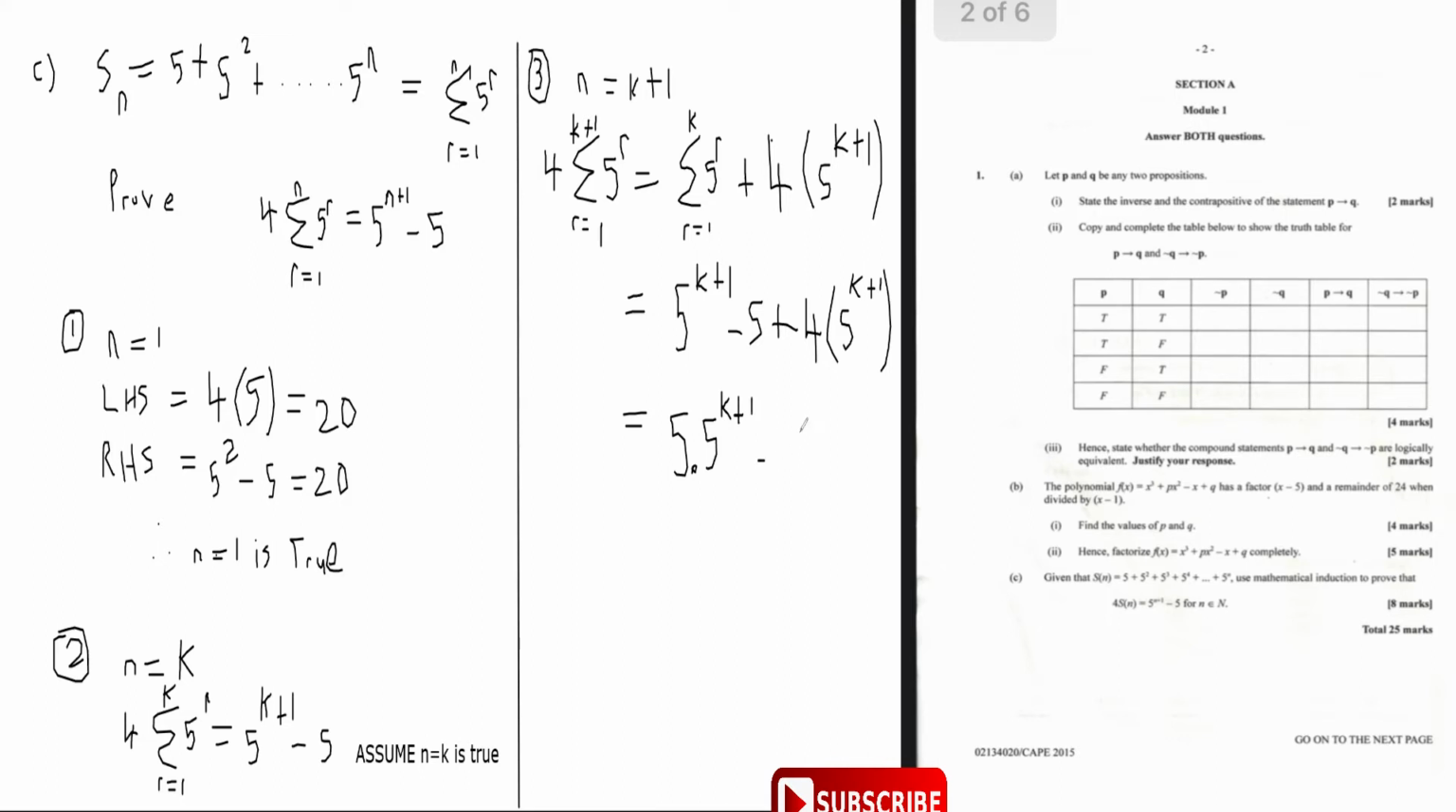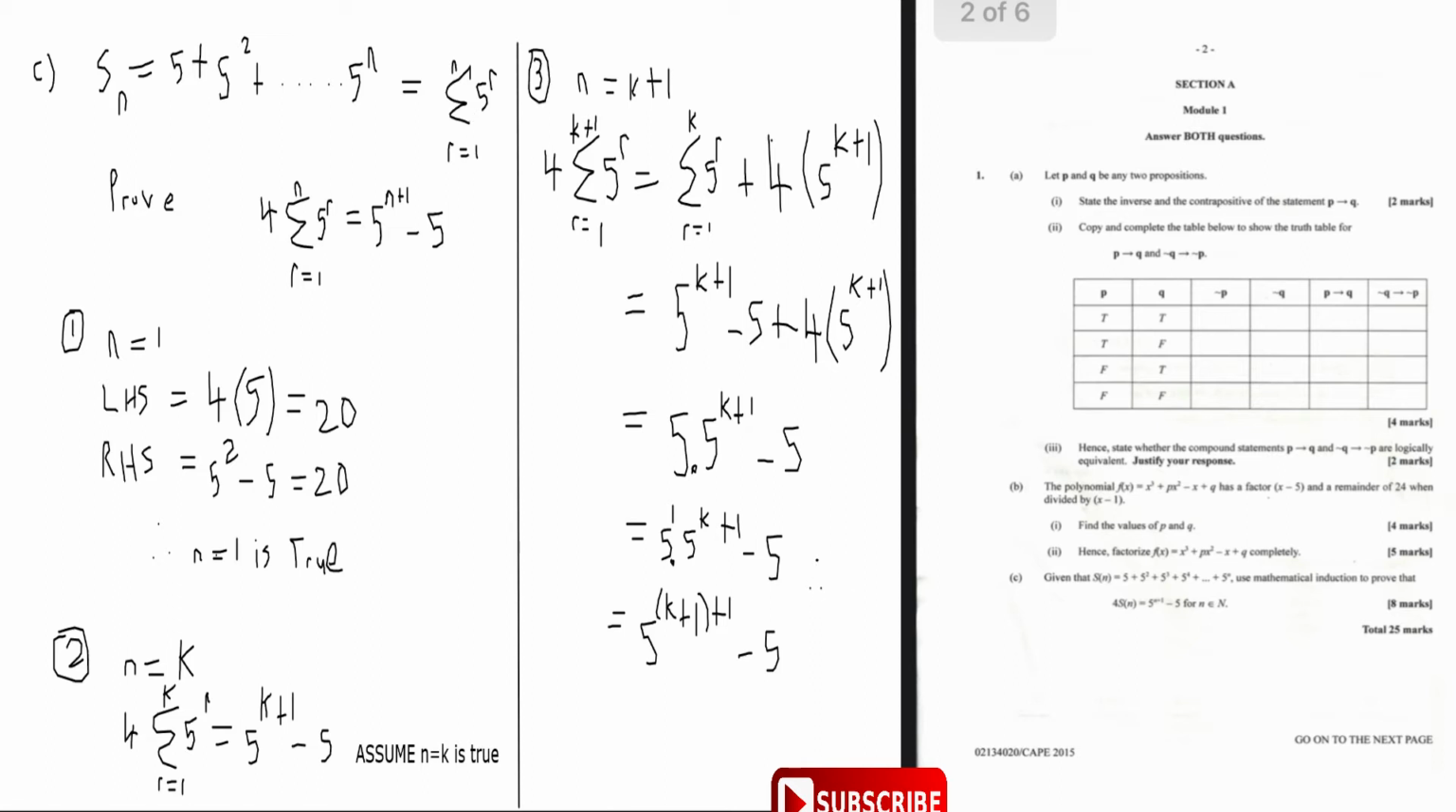minus 5. Now, according to laws of indices, this 5 is really 5 to the first power. So it's 5 to the first power being multiplied by 5 to the k plus 1, minus 5. Whenever the bases are the same, we add the powers. So this becomes 5 to the k plus 1 plus 1. We add the powers, minus 5. And so therefore, n equal k plus 1 is true.